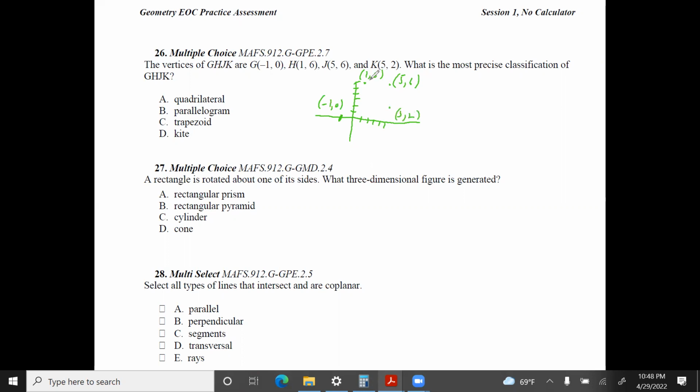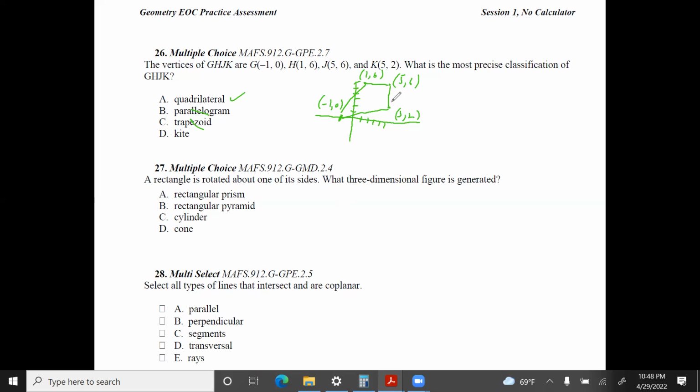All right, so those are all connect the dots. Just looking at this, the shape that it's in, it looks like a kite. So I think it could be a kite, but we have to go back and check it. It definitely is a quadrilateral. Parallelogram, no, doesn't have two pairs of parallel sides. Trapezoid, nope, doesn't even have one pair of parallel sides. So quadrilateral or kite are the only two answers.